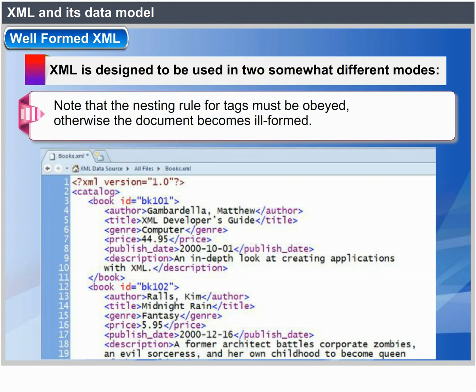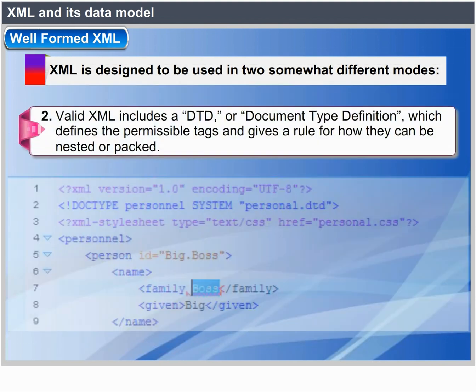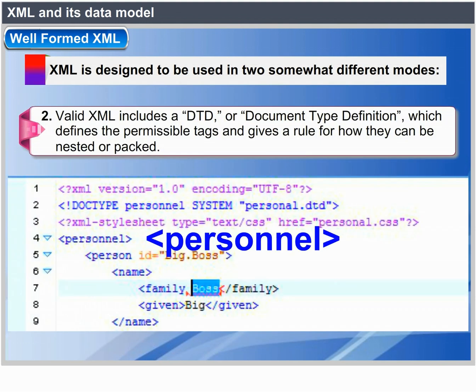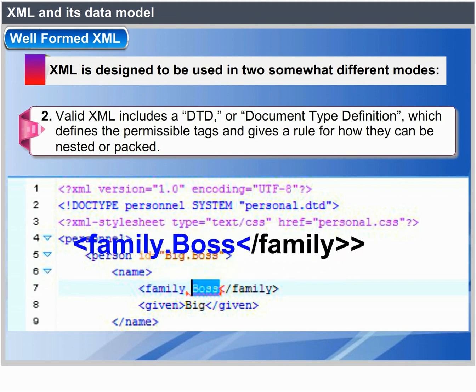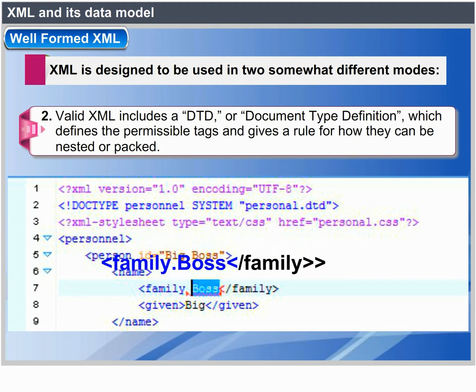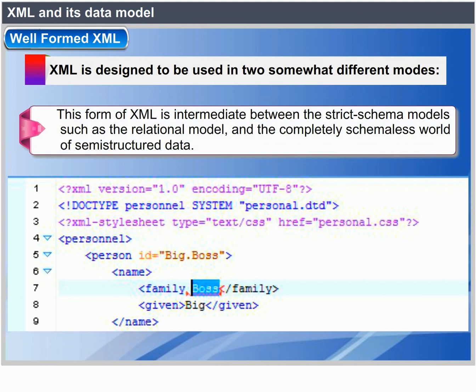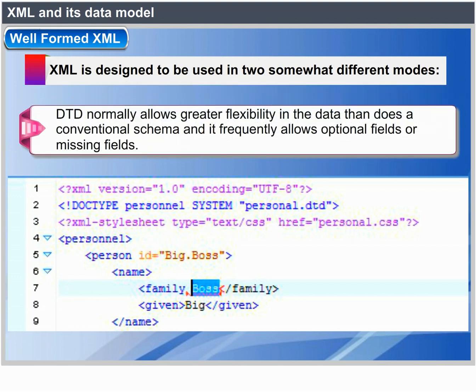Number 2. Valid XML involves a DTD or document type definition that specifies the allowable tags and gives a grammar for how they may be nested. This form of XML is intermediate between the strict schema models such as the relational model and the completely schemaless world of semi-structured data. DTDs generally allow more flexibility in the data than does a conventional schema. DTDs often allow optional fields or missing fields.